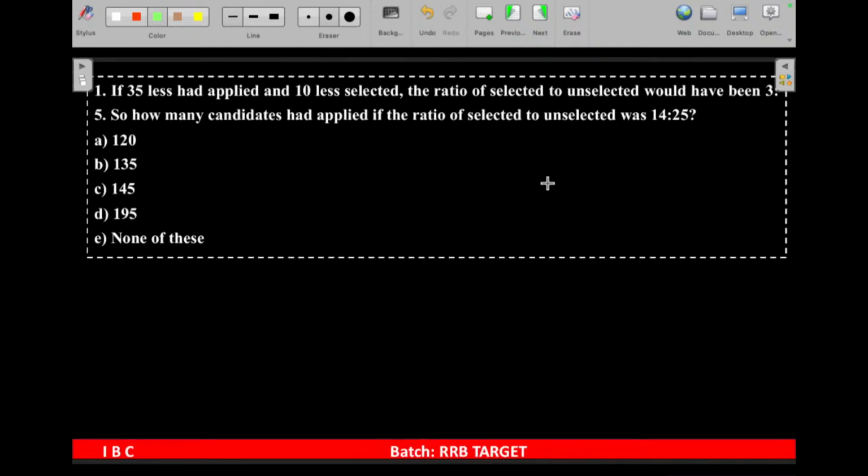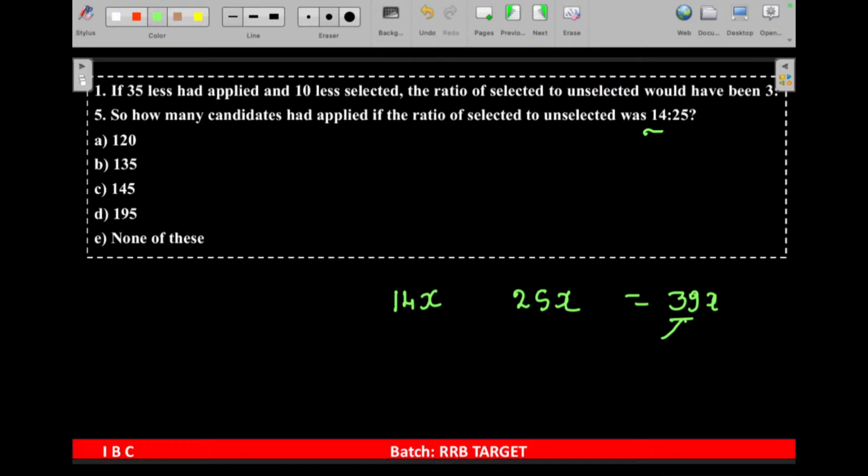to confuse, they will do reverse order also, which means initially the selected students are 14x. Initially, in an exam, 14x students are selected. Think 14 students are selected and 25 students are not selected, which means selected plus unselected is the total applied students. Starting, 39 members are applied. The final question also asks how many members are applied. Answer should be a multiple of 39.